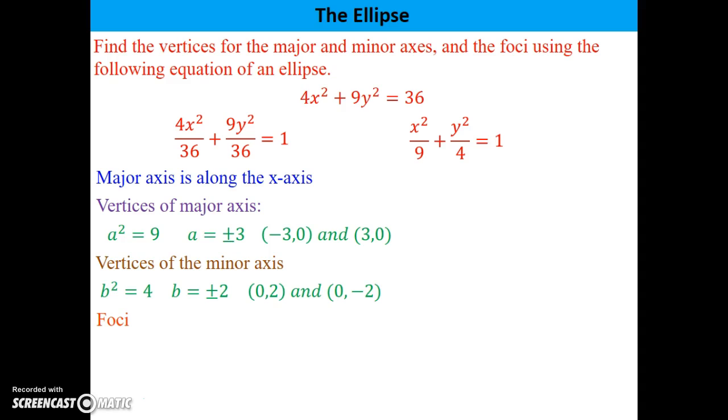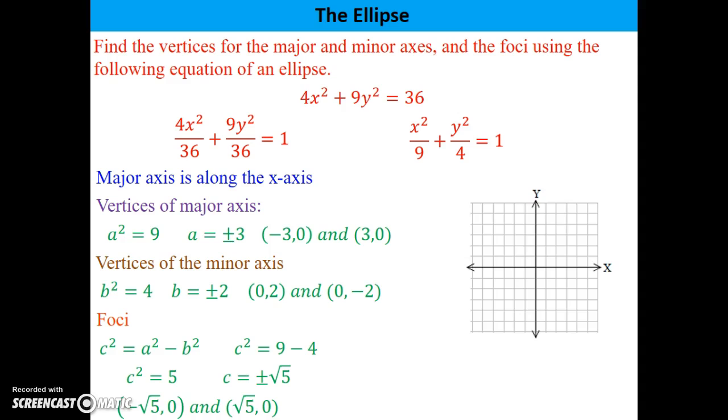The foci are going to be along the major axis, so that's going to be a change in our x-coordinate. The foci involve C, remember, and since A is larger than B, we're going to use C squared equals A squared minus B squared. C squared, therefore, is going to be 5, so C is going to be plus or minus √5. So we're going to go to the right √5 from 0 and to the left √5 from 0. So there are our points that are our foci for this particular ellipse.